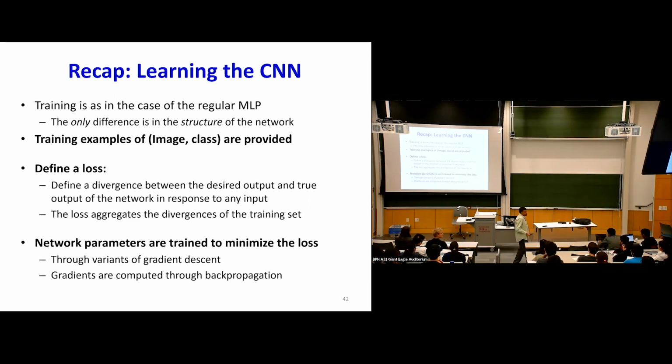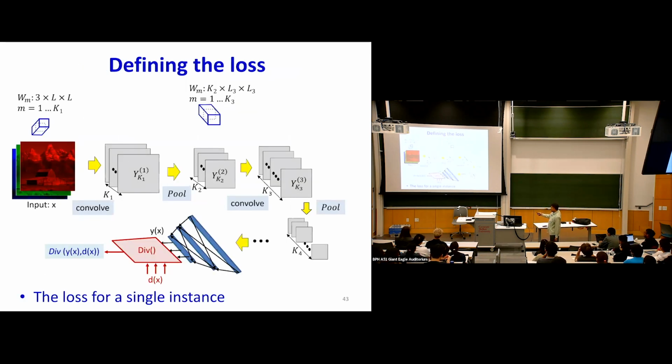Now, if you were performing object recognition, is it necessary for the object to be centered in your picture? Why not? We have position invariance. That's the whole point of the model, right? So the way we would do it is we define a loss, a divergence between the desired output and the true output of the network. This aggregates the divergences over the training, and then the loss aggregates the divergences over all the instances in the training set. And the network parameters are trained to minimize this loss through gradient descent, where gradients are computed using backpropagation. So first step, you define a loss.